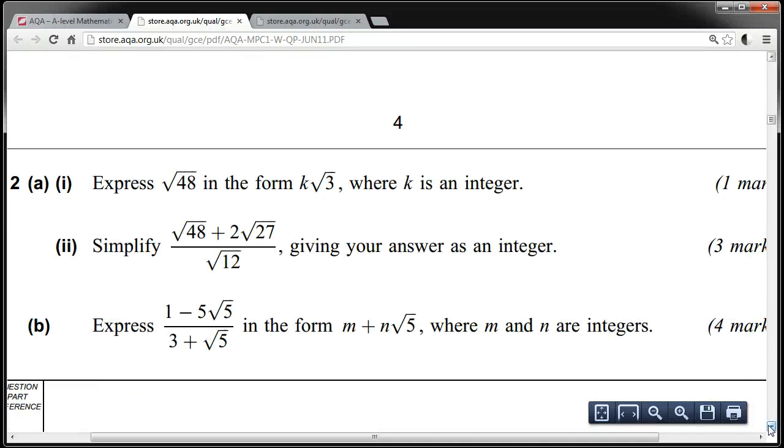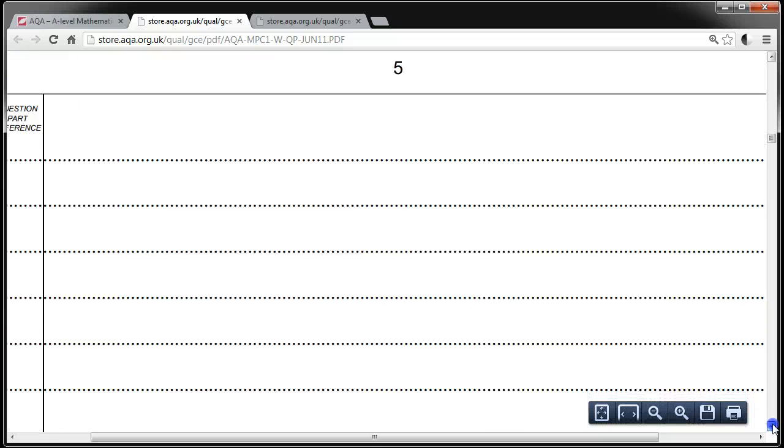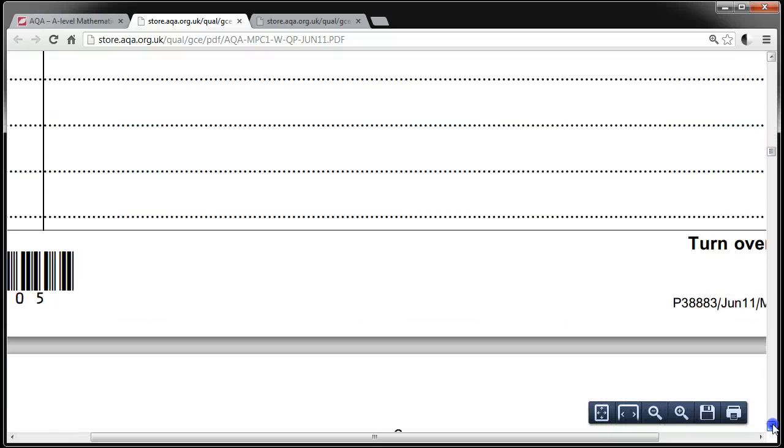Question 2 is surds, that's quite nice there. Good marks here for this part here and here. So fairly simple, and this is a gentle introduction to the question, isn't it? So that's a nice question to think about doing maybe at the outset, getting some good marks in very short span of time.